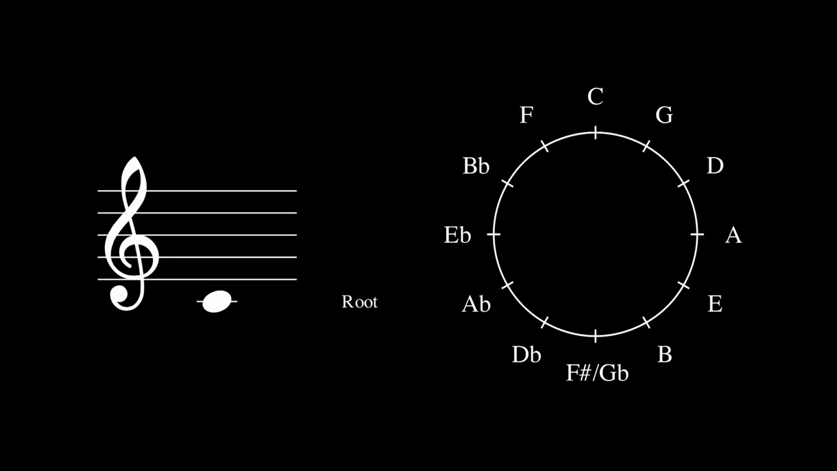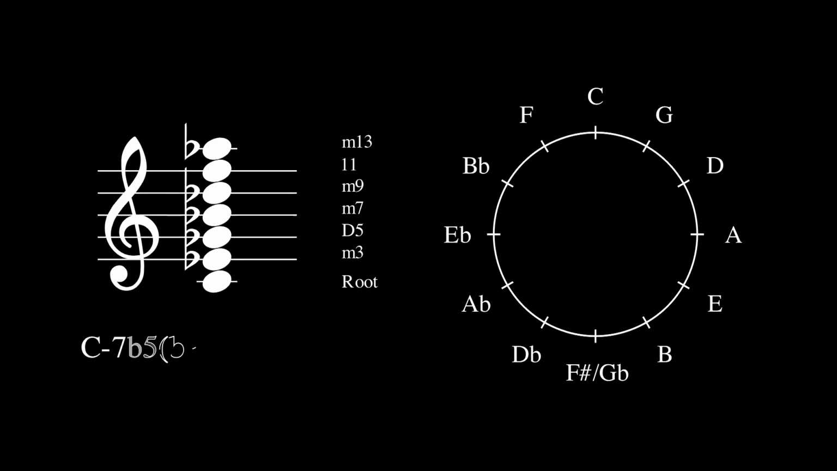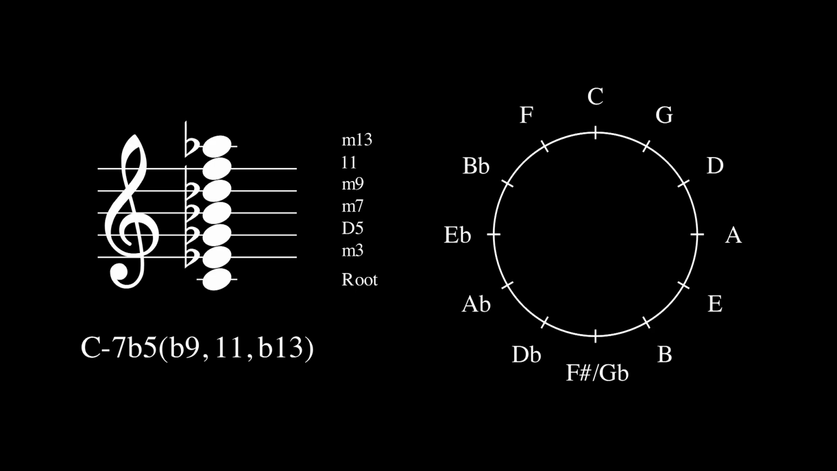Here we have the same root C, the 4th F, which I'll actually call the 11th because we'll treat it as a tension later, the minor 7th B flat, the minor 3rd E flat, the flat 13th A flat, the flat 9th D flat, and the flat 5th G flat. This chord gives us what we can interpret as C minor 7 flat 5, with tensions flat 9, 11, and flat 13. This is definitely one of the more dark sounding chords that we can see.